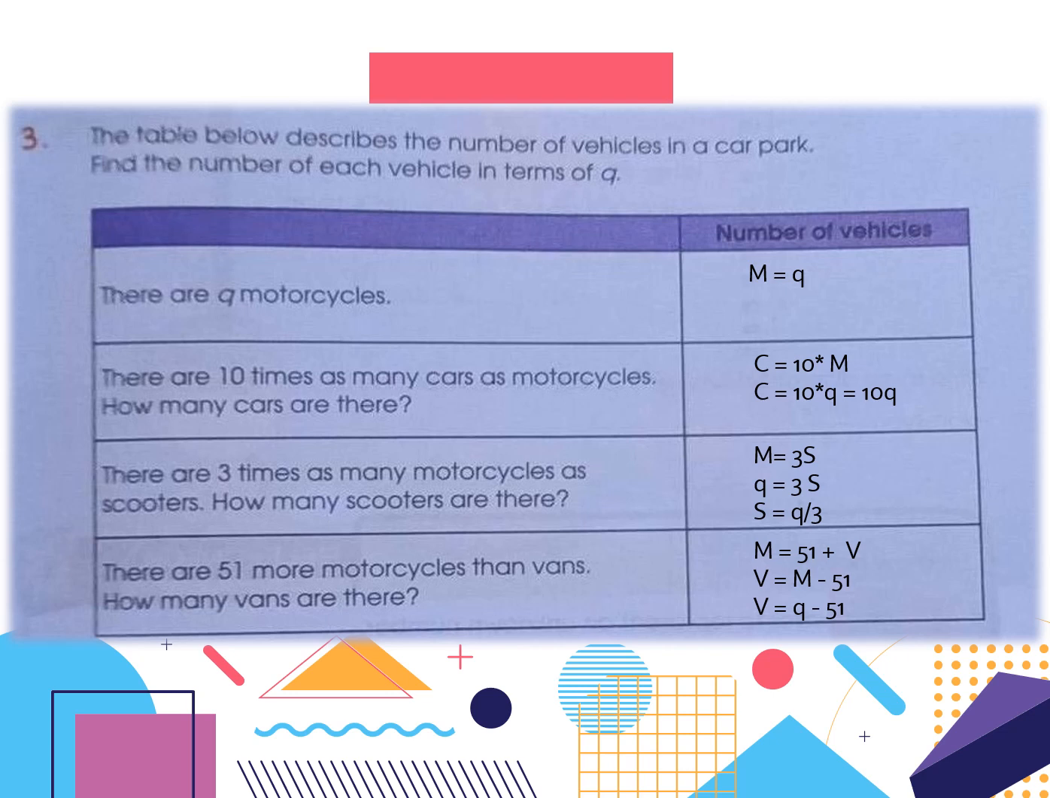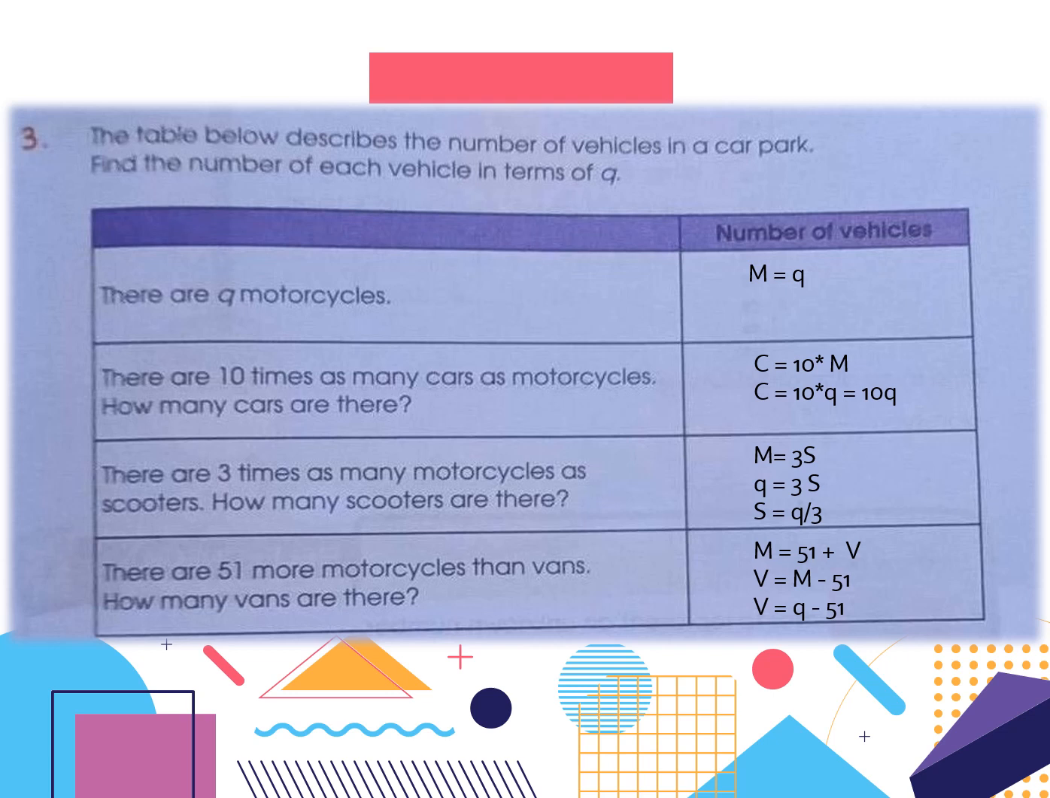So we have to represent cars in terms of motorcycles, and there are 10 times as many cars. So we are going to simply multiply 10 with the number of motorcycles, and as we know that the number of motorcycles is represented by Q, so the expression for the cars becomes 10 multiplied by Q is equals to 10Q. Now there are 3 times as many motorcycles as scooters. How many scooters are there?